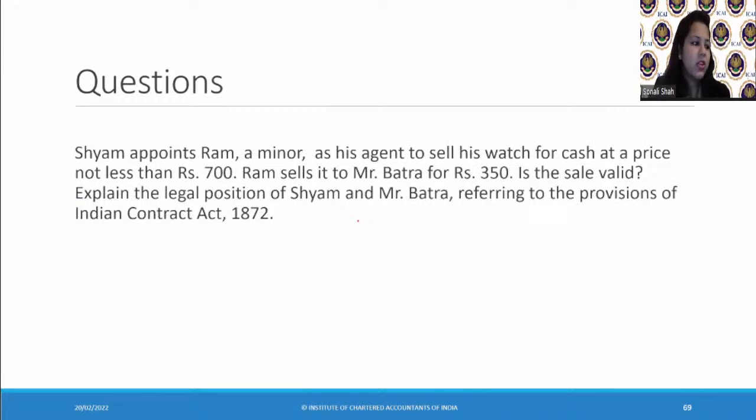Now look at this question. Shyam appoints Ram, a minor, as his agent to sell his watch for cash at a price not less than rupees 700. Ram sells it to Mr. Batra for rupees 350. Is the sale valid? Please explain the legal position of Shyam and Batra referring to the provisions of the Indian Contract Act. Is this sale valid?